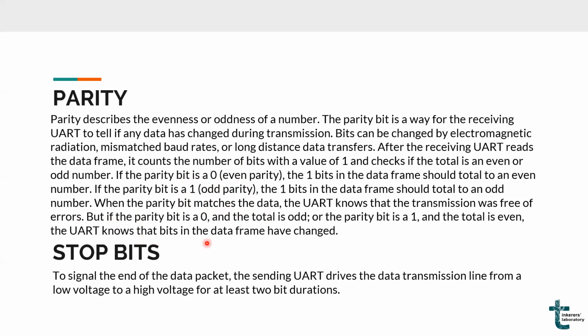And it happens many times between these things. So in UART, there is a stop bit at the end. It goes from low voltage to high voltage for 2-bit durations. Like for 2 bits it is high. That's what a stop bit does. It tells the receiver that the transmission has stopped.